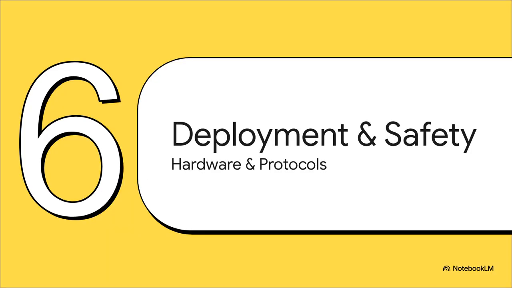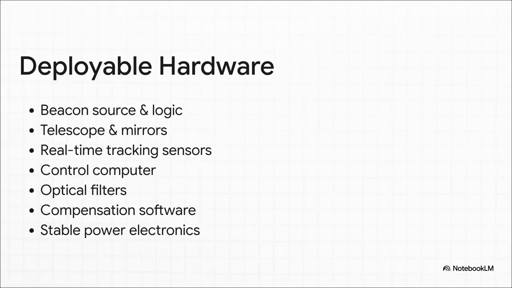Let's look at Section 6, Deployment and Laser Safety. If you were to somehow pack this whole thing up and deploy it in the field, this is the hardware you'd actually need to bring with you. You've got the beacon source living over on the Solstice node. On the Jitterbug side, you have the telescope, the beam steering mirrors, and those fast-tracking sensors.